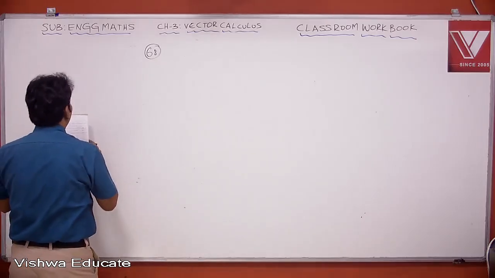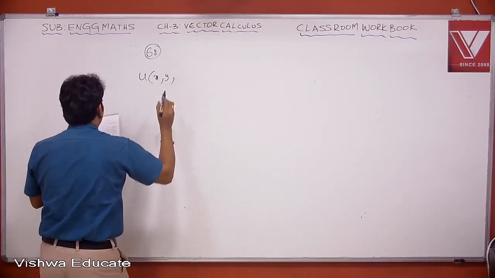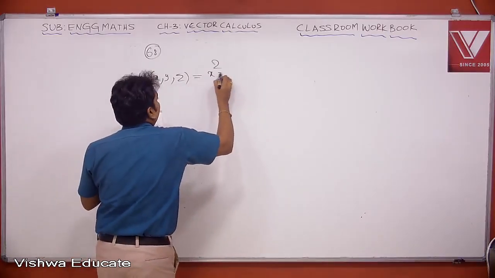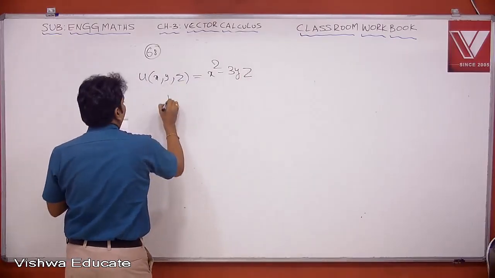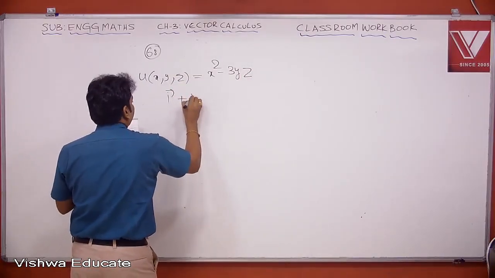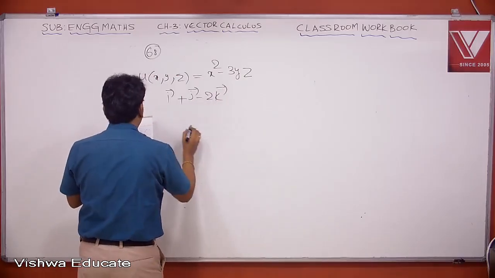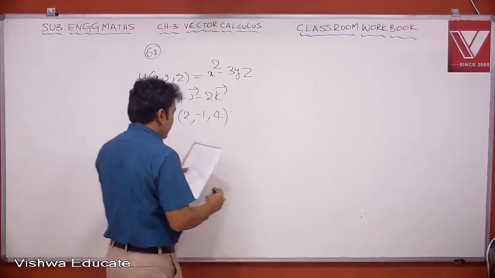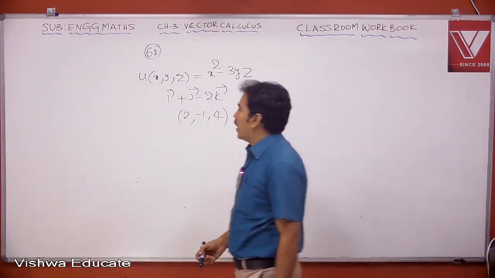What is it? The directional derivative of the field u of x, y, z equal to x squared minus 3yz in the direction of i bar plus j bar minus 2k bar at the point (2, -1, 4) is... So it's a numerical question. They are asking for the directional derivative.